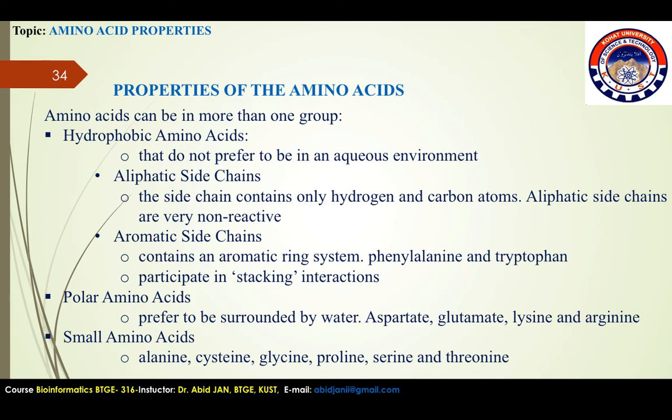Small amino acids. The amino acids alanine, cysteine, glycine, proline, serine, and threonine are often grouped together for the simple reason that they all are small in size. In some protein structural contexts, substitution of a small side chain for a large one can be disastrous.